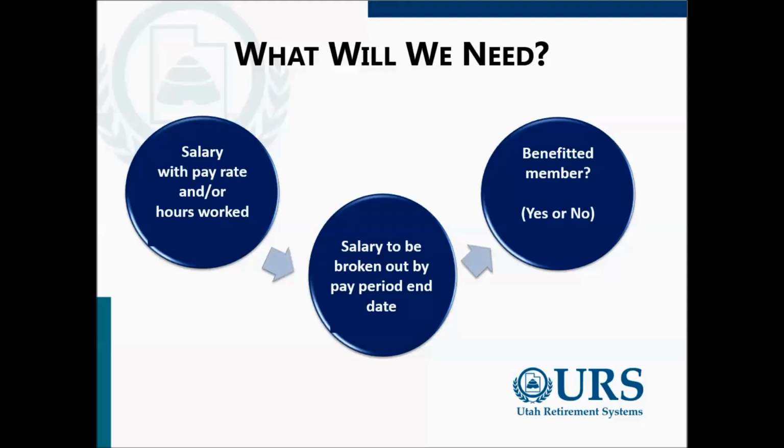So you have an adjustment you need to do. You want to get it sent in. What do you need to send us? We need you to send in the salary with the pay rate and the hours worked, broken out by your period end date. Remember, we've talked about this. The employee earned service based on the period end date, so we have to break it out by the period that it was earned, and make sure that when you're providing that information, you're letting us know if this member is receiving benefits or not.